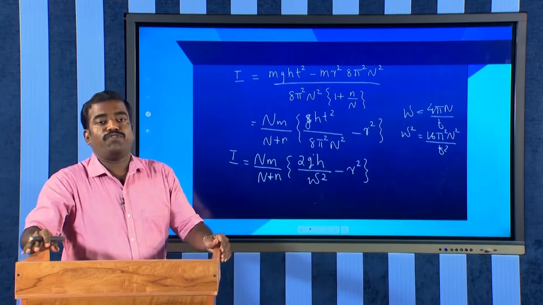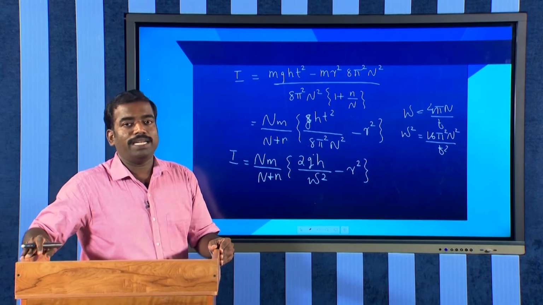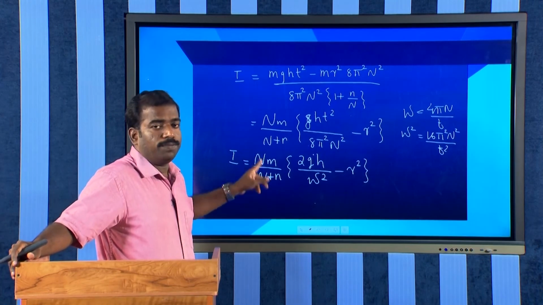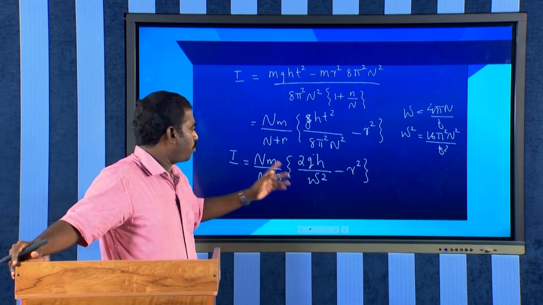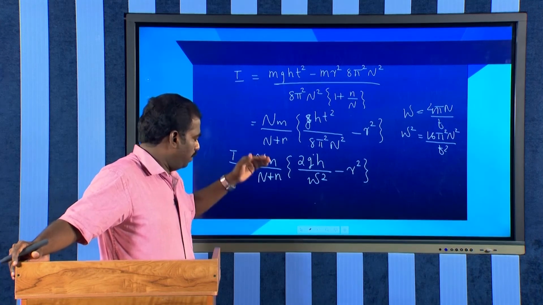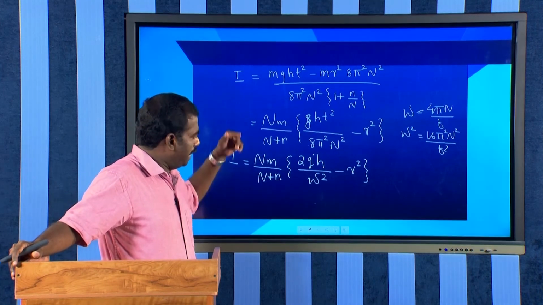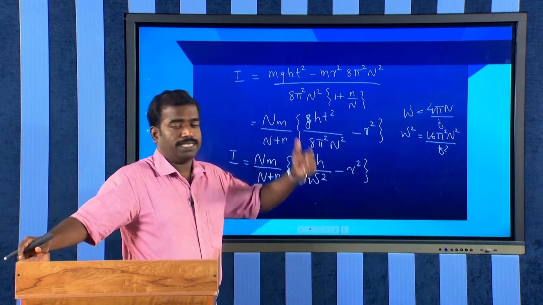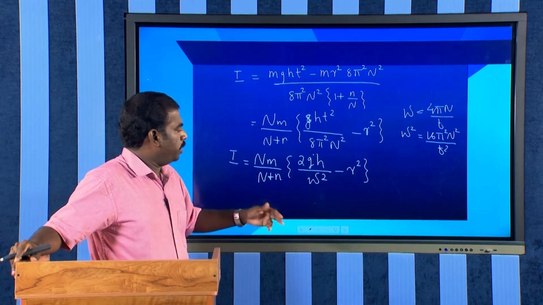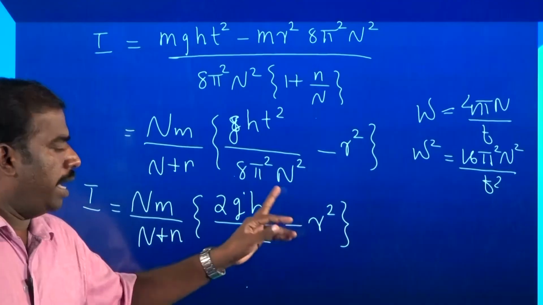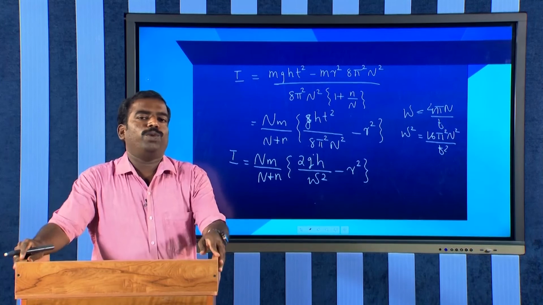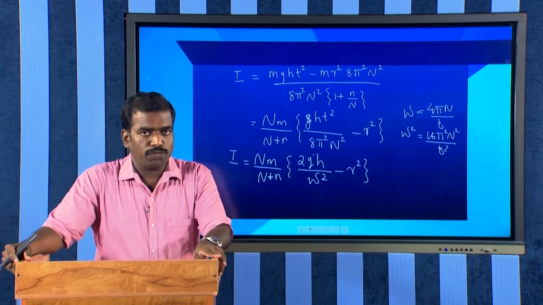So this is the final expression to find the moment of inertia of the flywheel. Here capital N is the number of rotations made by the flywheel when the cord detached from the axle, m is the mass attached, small n is the initial rotations made by the flywheel, g is acceleration due to gravity, h is the height raised above the ground, omega is the angular velocity, and small r is the radius of the axle. In this way we can calculate the moment of inertia of the flywheel.